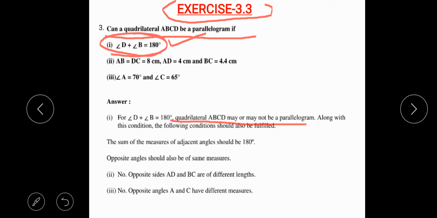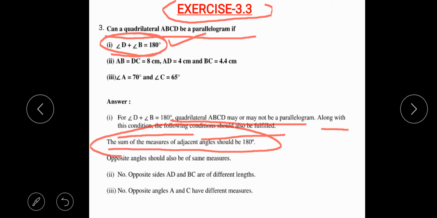But along with it, one more condition should also be fulfilled. What is that condition? The sum of the measures of adjacent angles should be 180 degrees and opposite angles should also be the same. So if we have angle D plus angle B equal to 180 degrees, along with these two conditions, that is the sum of adjacent angles is 180 degrees and opposite angles are of the same measure, then ABCD is a parallelogram, otherwise not.